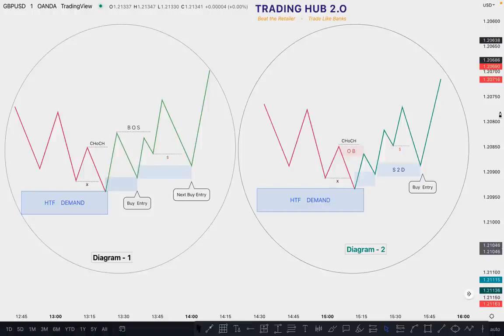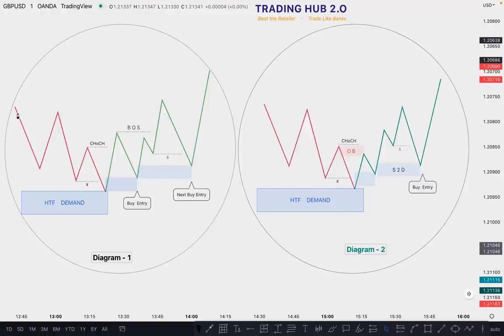You can see here in front of the screen, we have two diagrams, diagram 1 and diagram 2. These are both examples for the buy. In diagram 1, you can see when the market taps into our POI zone, then the market is looking for the reversal, and how you can catch where the reversal move actually is.